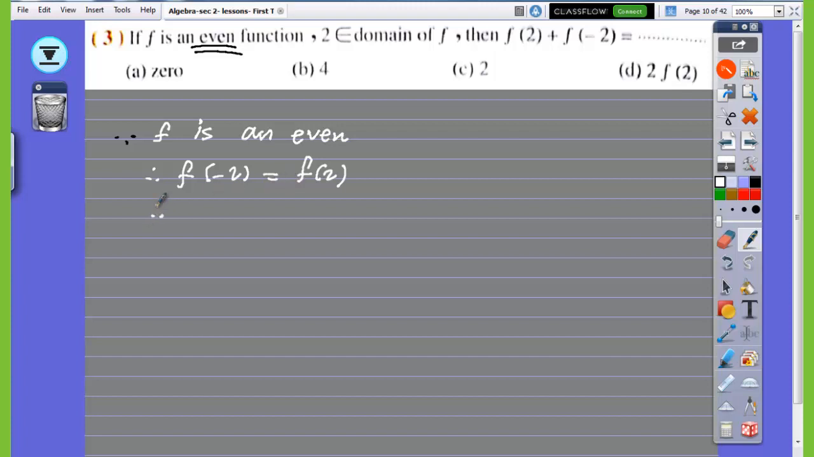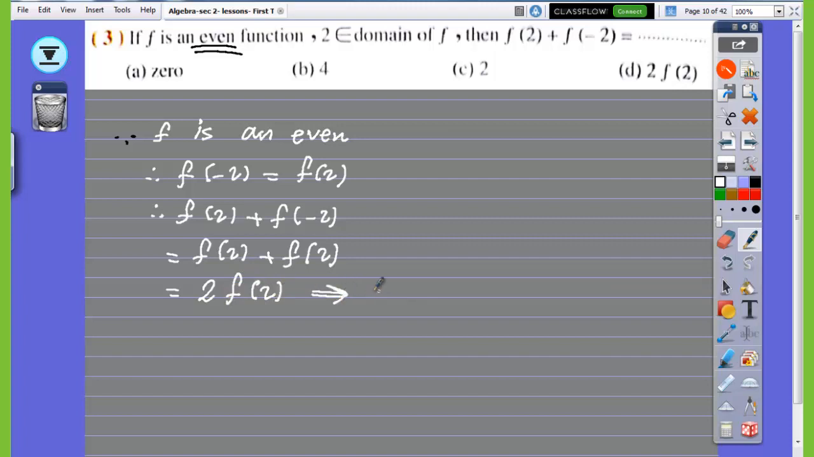So f of 2 plus f of negative 2 equals f of 2 plus f of 2 again, which equal to 2f of 2, and the answer is letter D. The answer here is letter D.